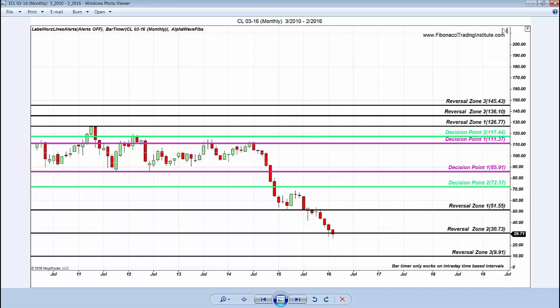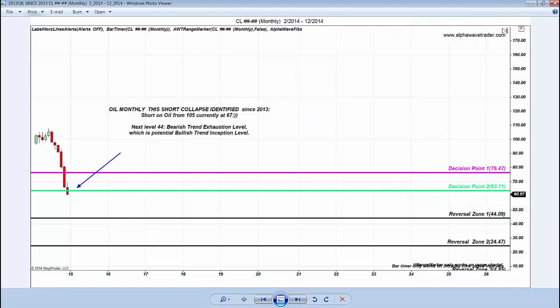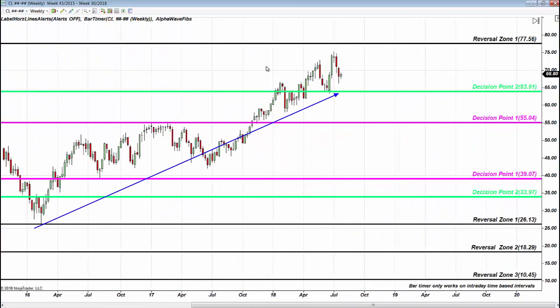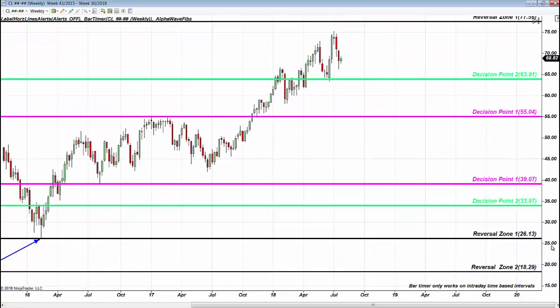Let's walk further, all the way to 2014. Do you remember this? What did I say? In 2014, oil collapsing to reversal zone. Everyone seeing that? No surprise. Expect reversal. And this is oil now. It staged a spectacular reversal, as expected, from trend inception on weekly chart.